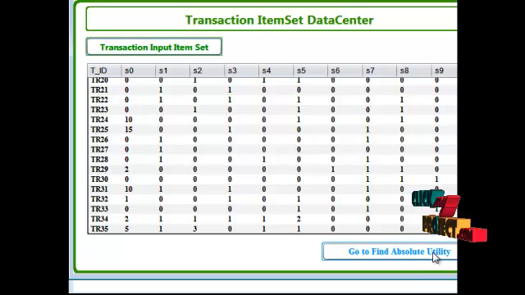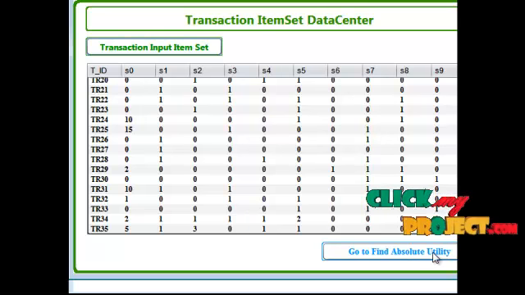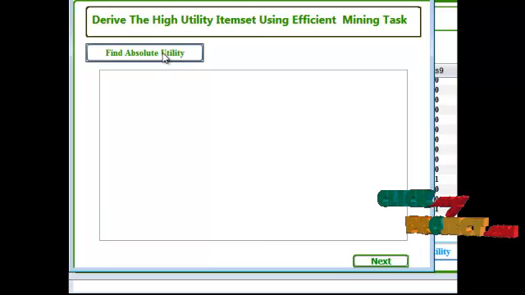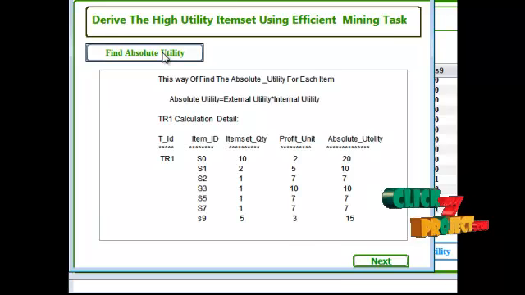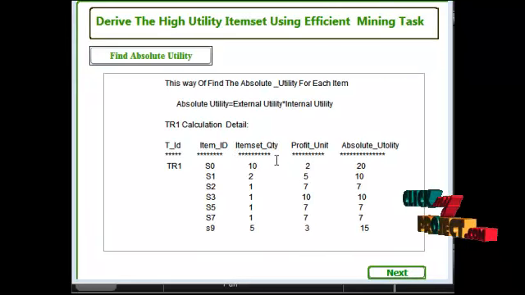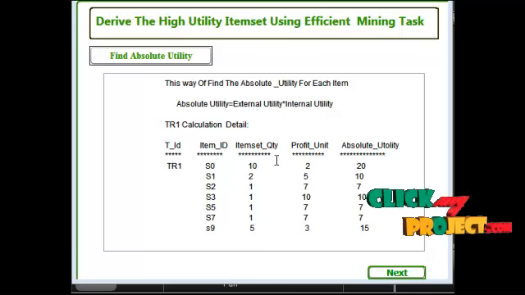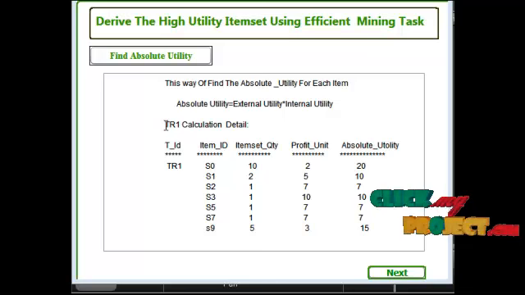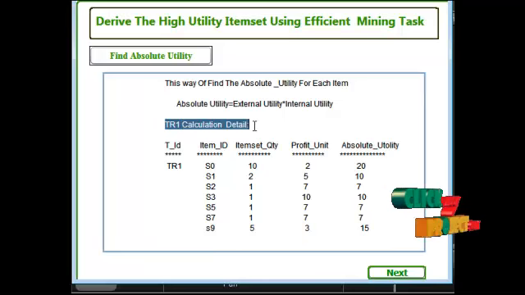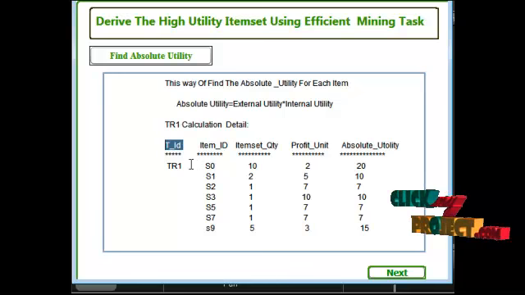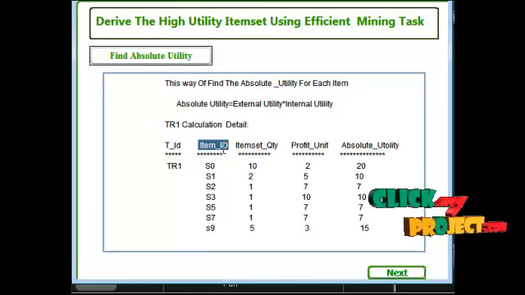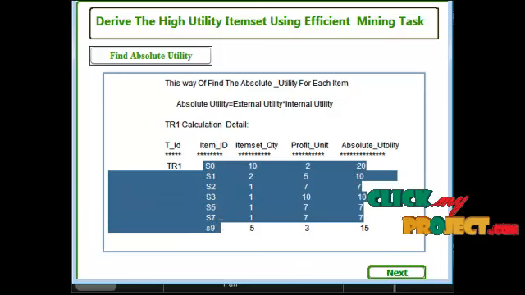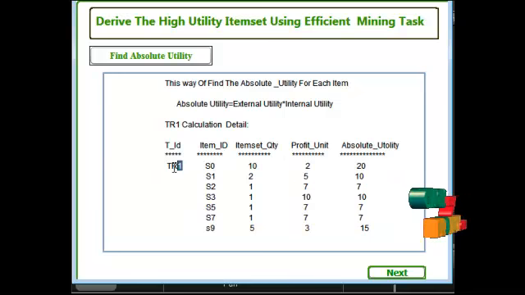Next we go to find the absolute utility of the item transactions. Click the find absolute utility button. Then we show the sample calculations of how to calculate the absolute utility from these transactions. Now we calculate the Tier 1 calculation data. The TID is the first transaction. The item IDs are declared in this first transaction: S0, S1, S2, S3. So 5-6 items are purchased in the first transaction.